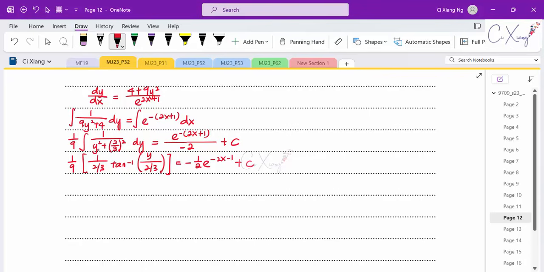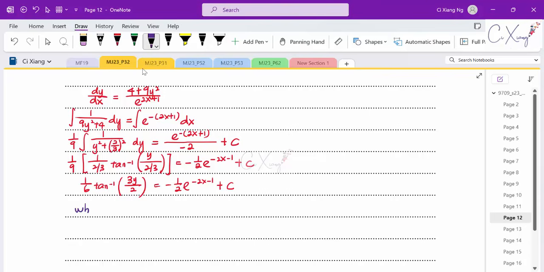Okay, then maybe I want to further simplify all the fractions here. If I simplify all the fractions, I will get 1 over 6 tangent inverse 3y over 2 equals negative 1 over 2 e^(-2x-1), then plus c. Okay, I want to find out the value of the constant c.